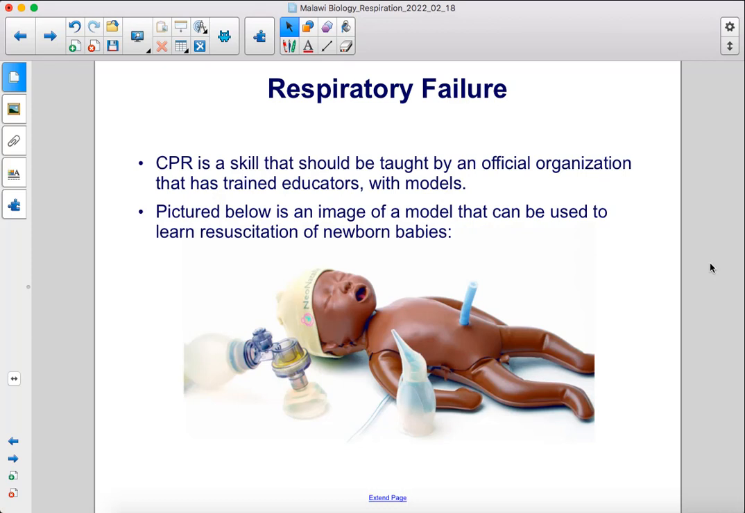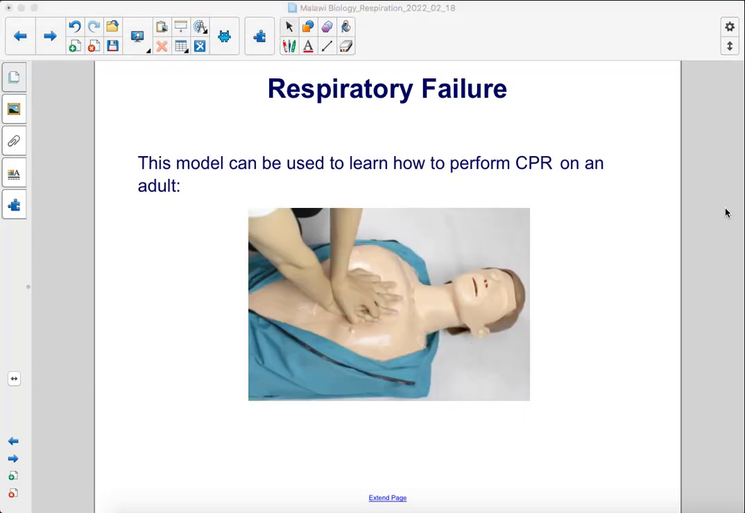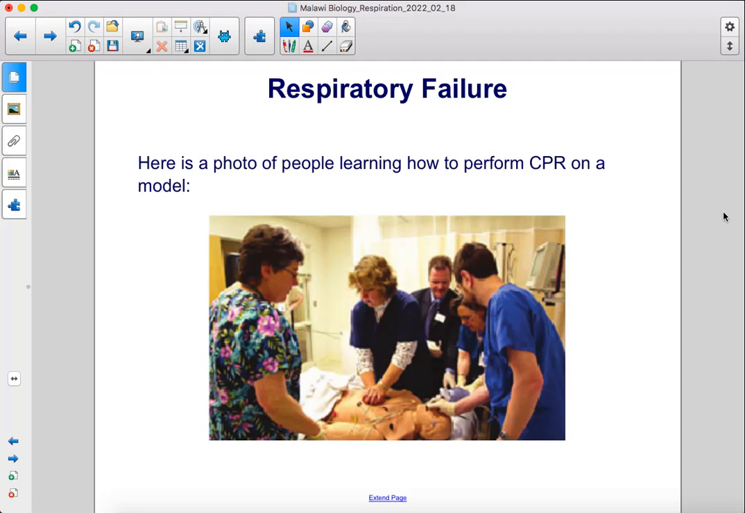CPR is a skill that should be taught by an official organization that has trained educators with models. Pictured below is an image of a model that can be used to learn resuscitation of newborn babies. This model can be used to learn how to perform CPR on an adult. Here is a photo of people learning how to perform CPR on a model.